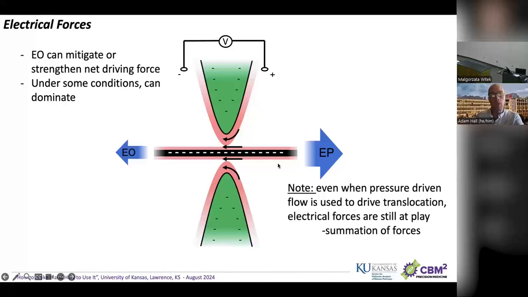In some very specialized conditions, it can even overpower the electrophoretic forces, so you can have a stronger electroosmotic force than the electrophoretic force. Having a basic understanding of the forces involved in this system is very important to understanding how you're going to perform your measurement once you have made this device. And I put a note down here that even when you're using pressure-driven flow, as in the original Coulter counter, the cell-based one, all of these forces are still there, so you're really talking about the net force acting on everything going through.